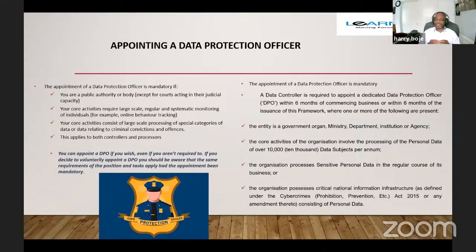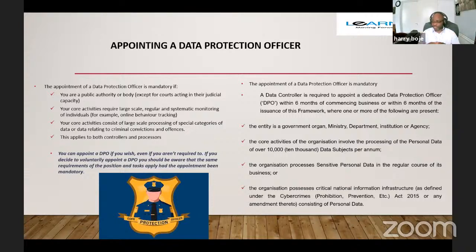This is not too clear in this regulation, but having said that, in the new implementation framework, they've tried to explain it a bit and classify who should have a DPO. So if you read both together, it'll give you more. If the entity is a government organization, ministry, department, or institution, they must appoint a DPO. Also, if they're performing core activities where they process, say, over 10,000 records. Again, you see here in the NDPR, they specifically state the amount of data at which you should have a data protection officer.